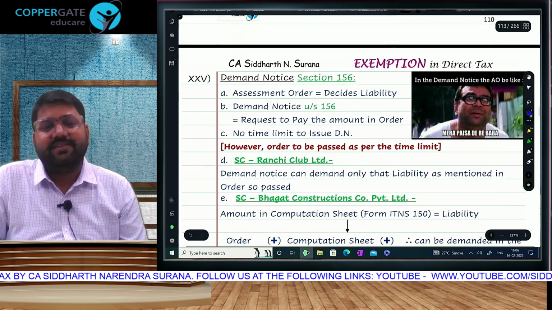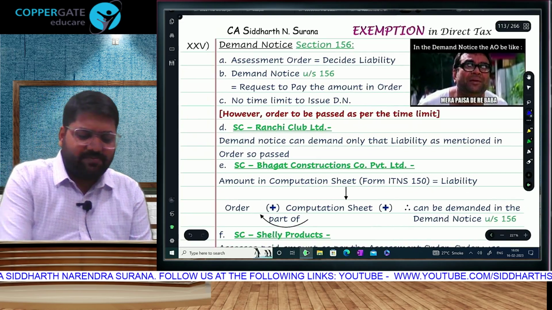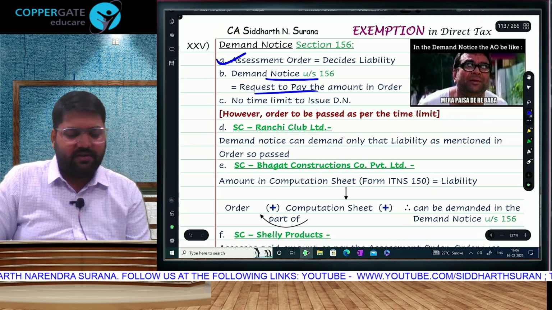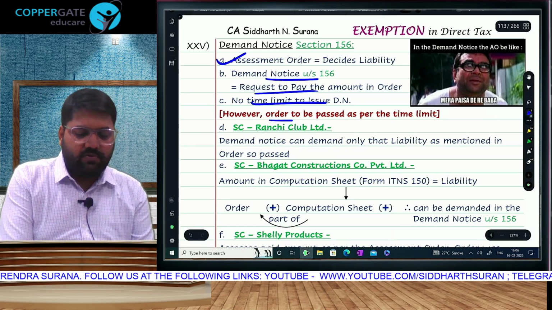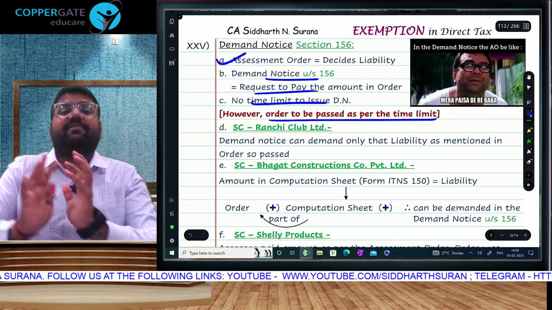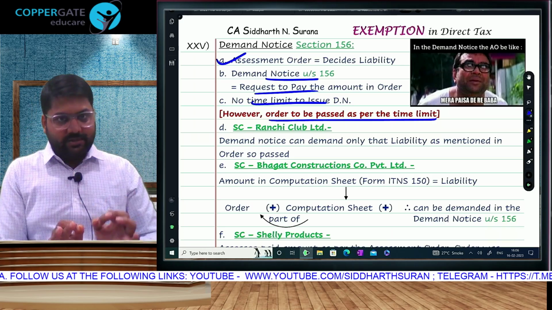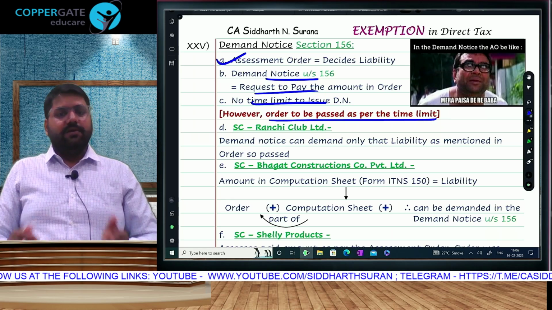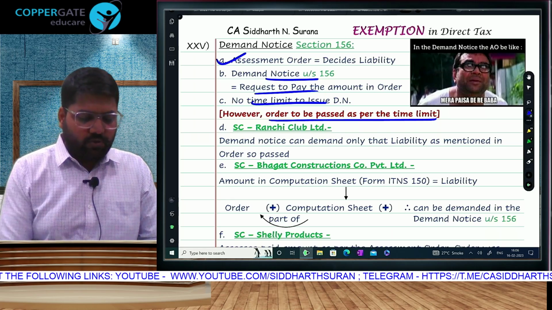Next, mera paisa de re baba. Demand notice. Assessment order will decide your liability. Demand notice will tell you to pay. There is no time limit to issue demand notice, but by now we know that wherever there is no time limit for notice, the order has to be passed on time. So, if the order is passed on time, there is no time limit for giving demand notice. Two Supreme Court judgments.